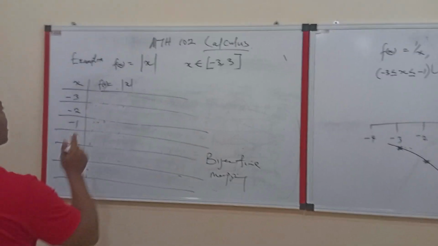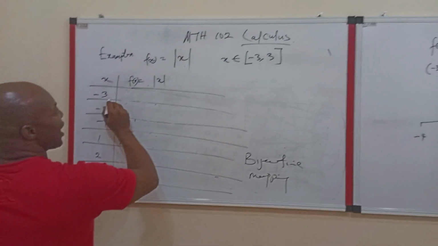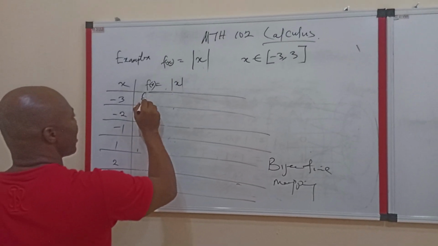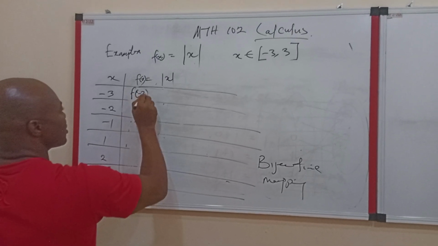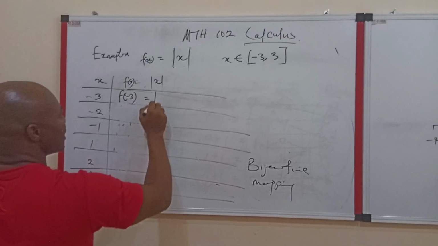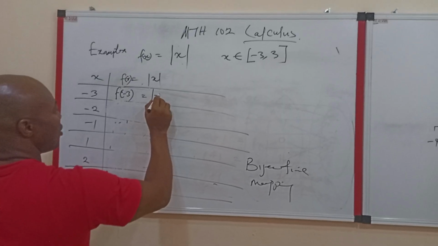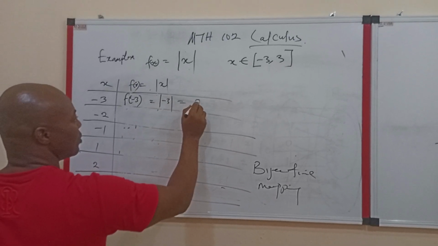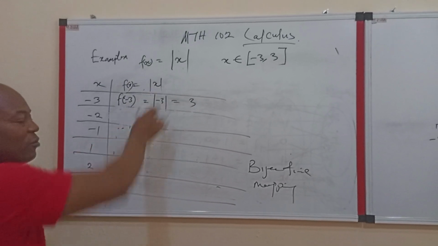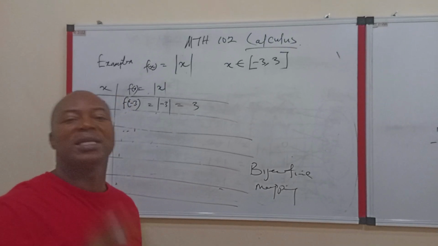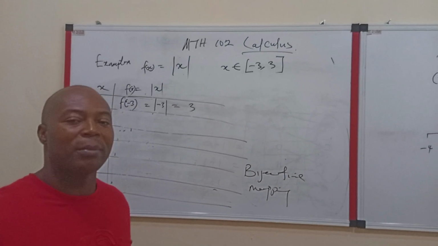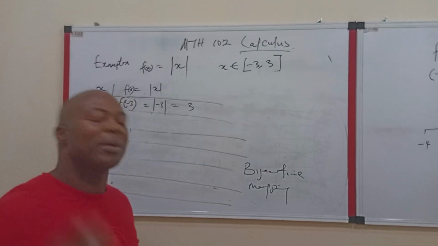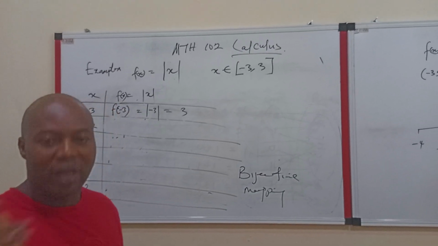Now make we do and see. Now, when x takes this one, we get f of minus 3. Means we get absolute value of minus 3. That one will be 3. This absolute value means anything where you put inside, say the thing na positive number. If you put positive number, say na positive number. If na negative, say na positive number.